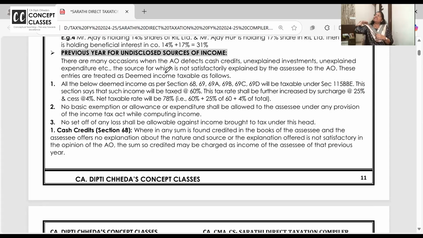There are many occasions where the AO, who is the AO? Assessing officer. He detects cash credits and all these incomes, so they will be taxable under section 115BBE. 115BBA, BBEB and all these are much in the final syllabus, so I'm not forcing you to remember this section. But you have to underline: tax rate will be 78%. 60% tax, 25% surcharge on 60, 4% cess. No basic exemption, no allowance, no expenditure, no set off of losses.